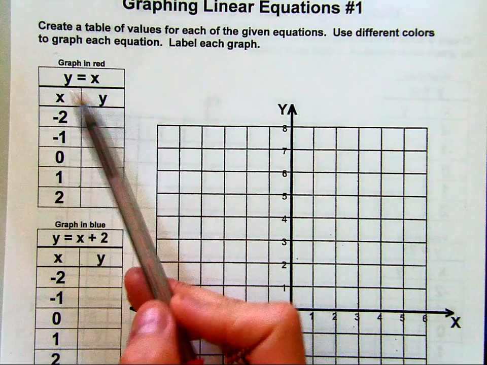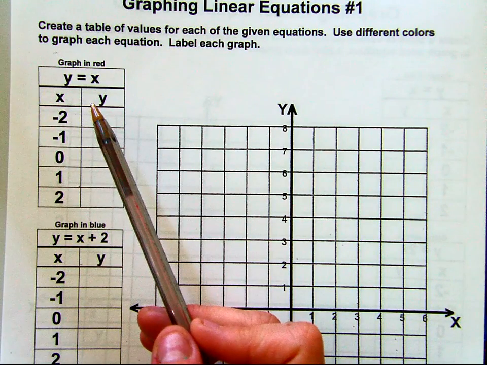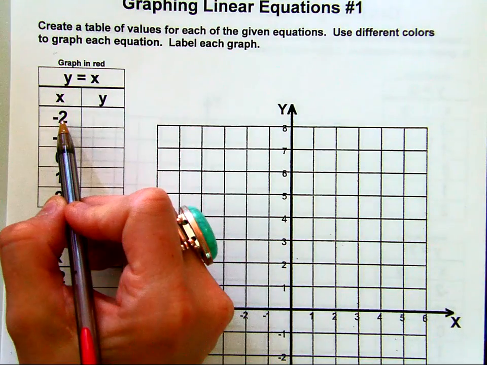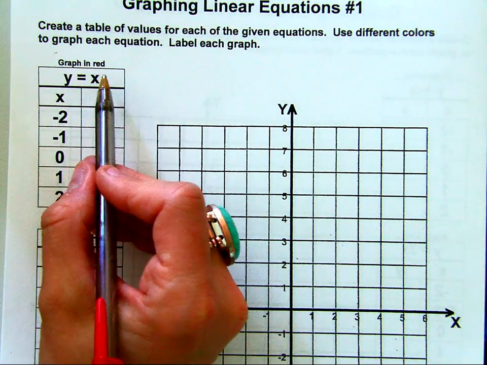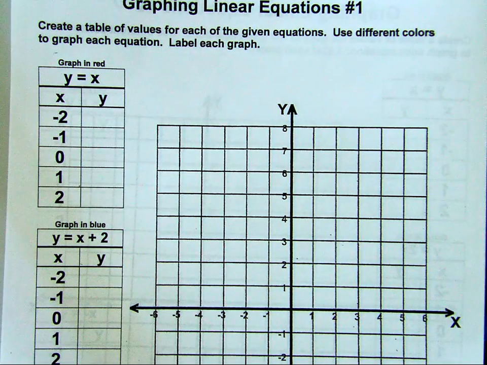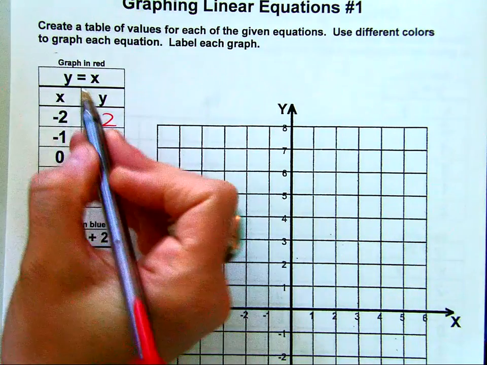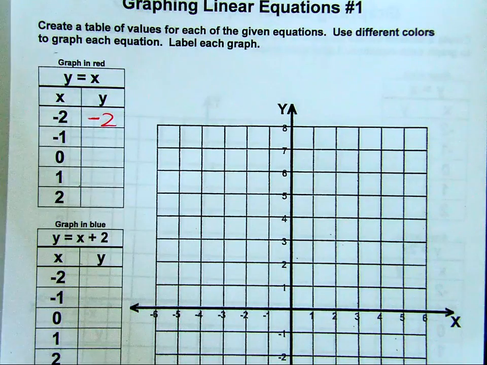We saw y equals 4x, y equals 2x. We saw y equals x minus 3, x plus 1. This is just what, Tara? Y equals x, right? So that means if I make my x negative 2 and the y is equal to the x, what's my y? It's also negative 2, right? The y value is the same as the x value.